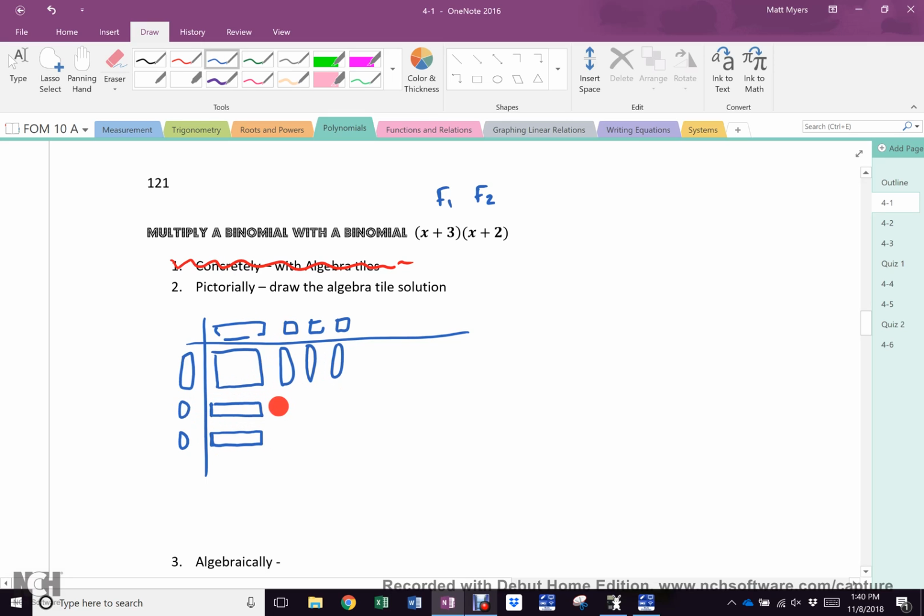Little guy and little guy. Little guy, little guy, little guy, little guy. Oh, wait, I don't want to be gender specific. Little person, little person, little person. Okay? Everybody good?